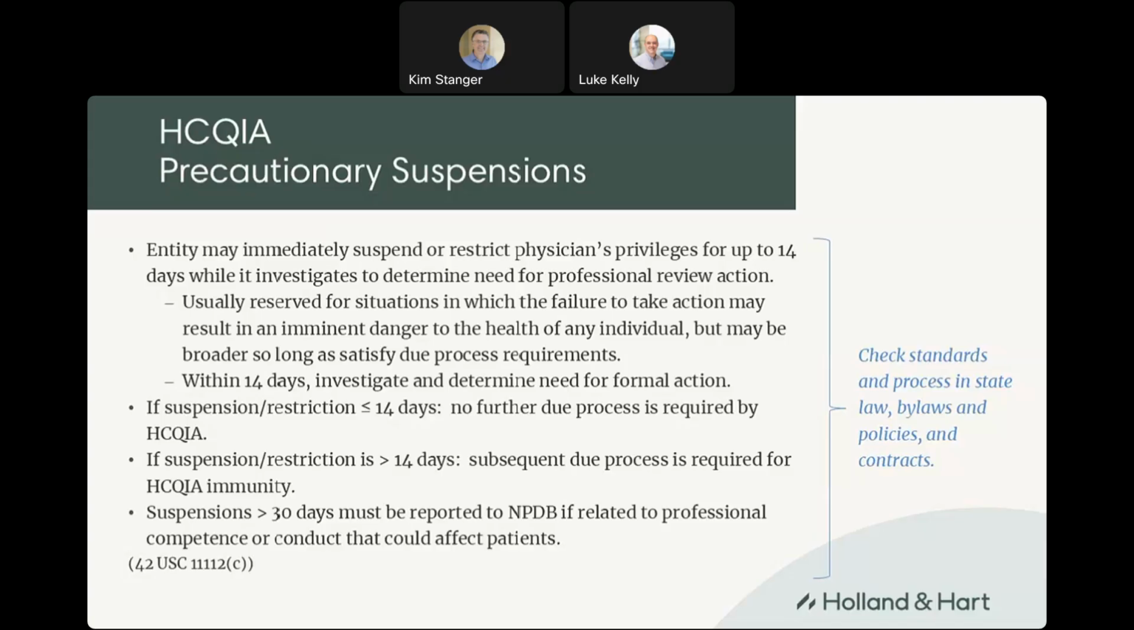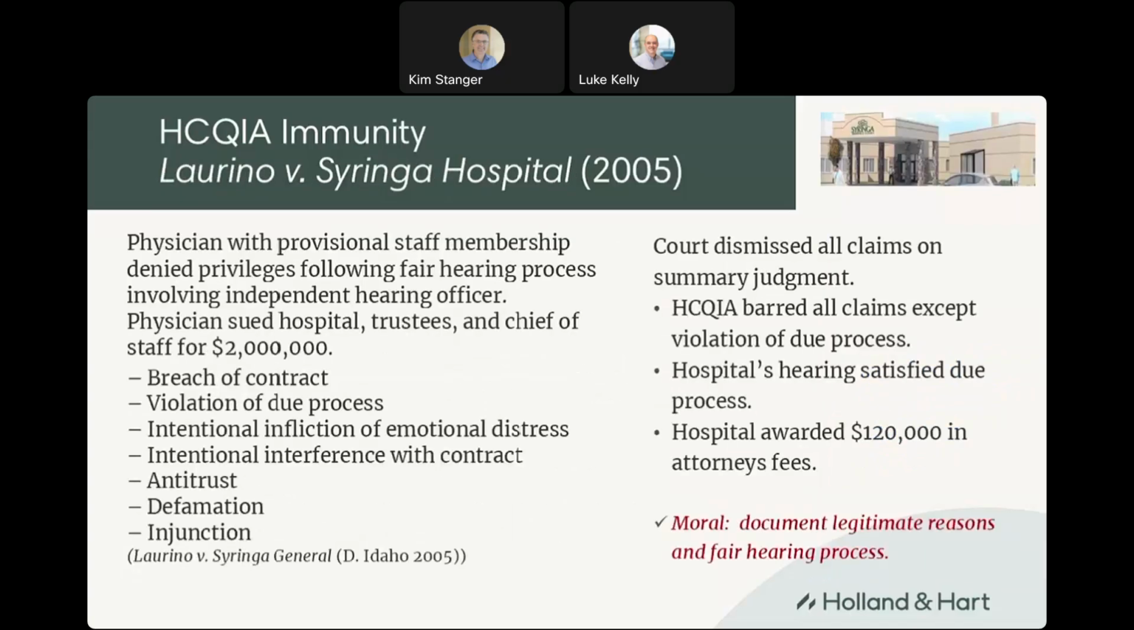If you have a suspension that's in place for more than 30 days for any reason, then that has to be reported to the National Practitioner Data Bank, like we'll talk about later, so long as that suspension is related to professional competence or conduct that could adversely affect patients.